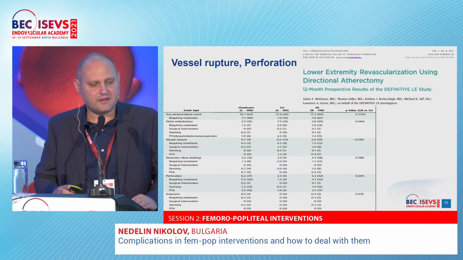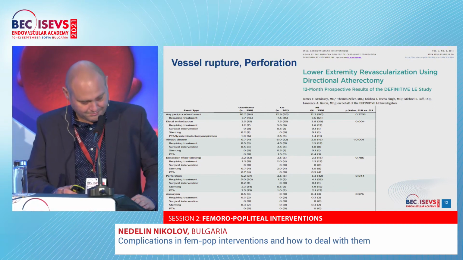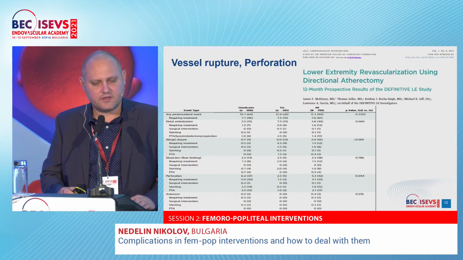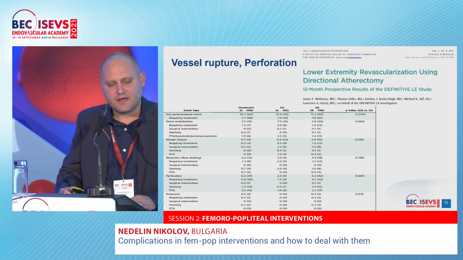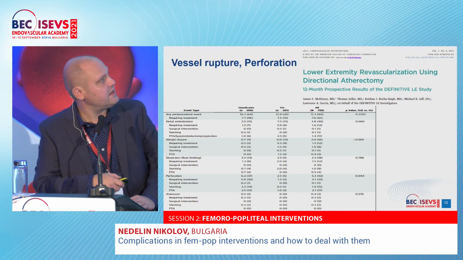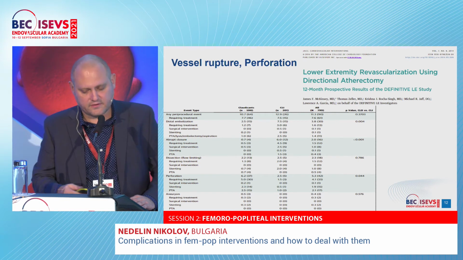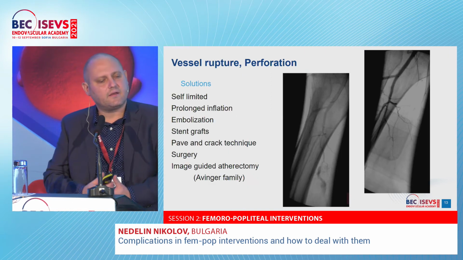are guide wire related. This is the definitive DEFINITIVE AE study, where the study is about the SilverHawk, TurboHawk, now it's called HawkOne, and the atherectomy devices, as you can see, the rupture, the perforation is 6.5%. This is another case of ours.